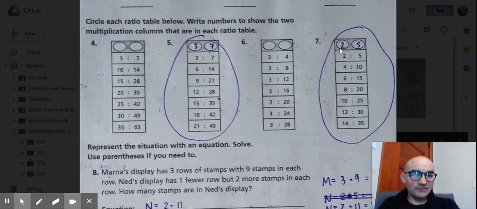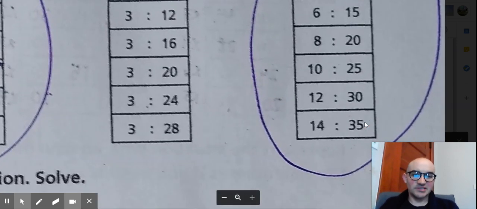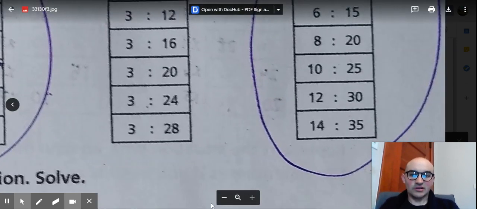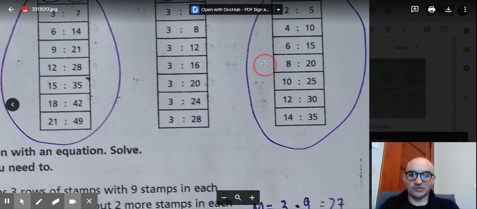Coming over to number 7, we've got 2 to 5. So 2 to 5 would be 2, 4, 6, 8, 10, 12, 14, and then the 5s are times 1, times 2, times 3, times 4, times 5, times 6, and finally times 7. So both of those are consistent. Those two ratio tables are consistent.